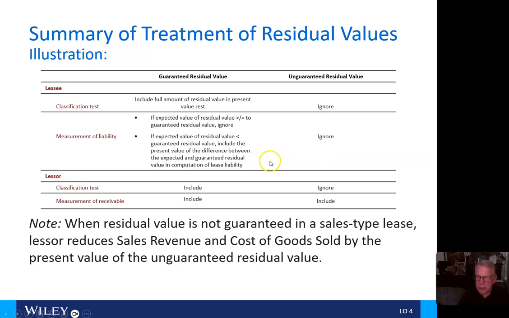That looks like a good place to stop this video, and when we return, we'll take a look at the lessor's perspective.